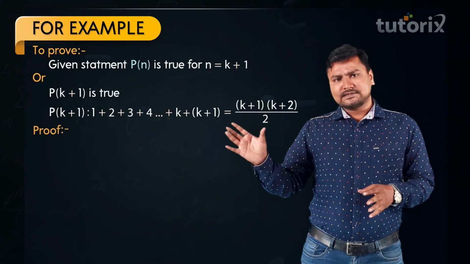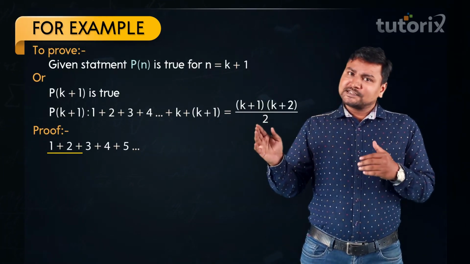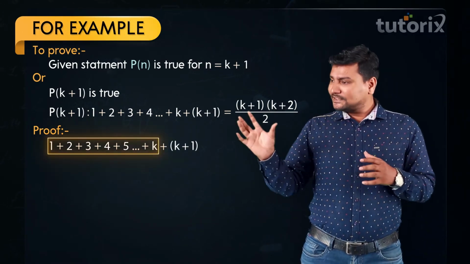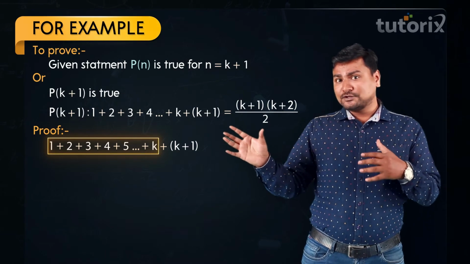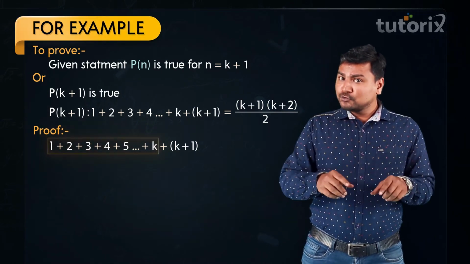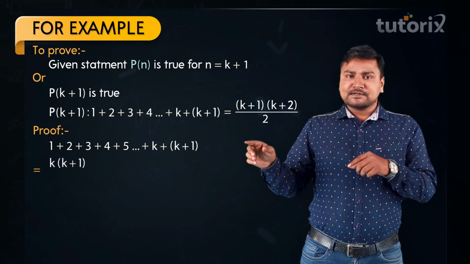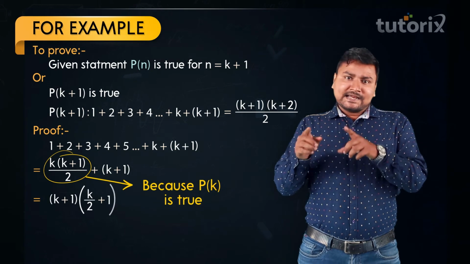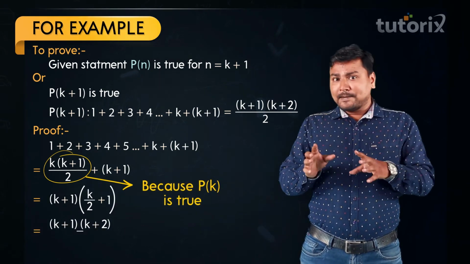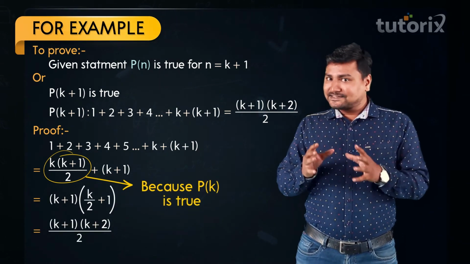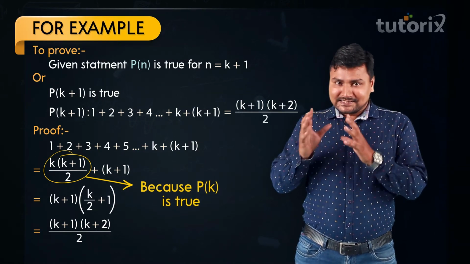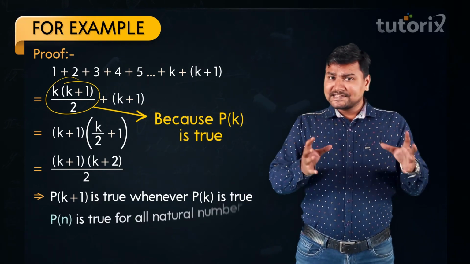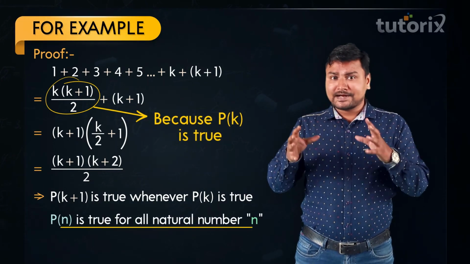So let's consider this. This is basically 1 plus 2 plus 3 plus 4 plus 5 and so on till k plus 1. Now observe that this is the sum of the first k natural numbers, and by our assumption that Pk is true, this is equal to k(k+1)/2 plus k plus 1. If we solve this, we will get (k+1)(k+2)/2, as desired. So basically this implies that P(k+1) is true when Pk is true. So we can say that Pn is true for all natural numbers n.